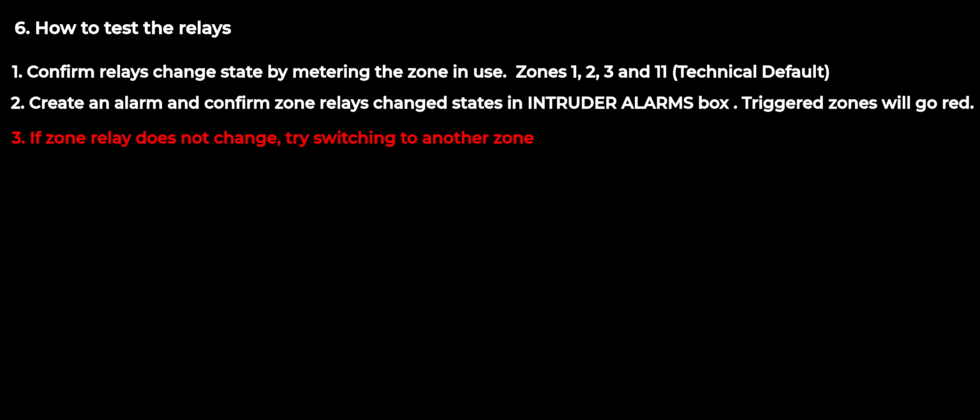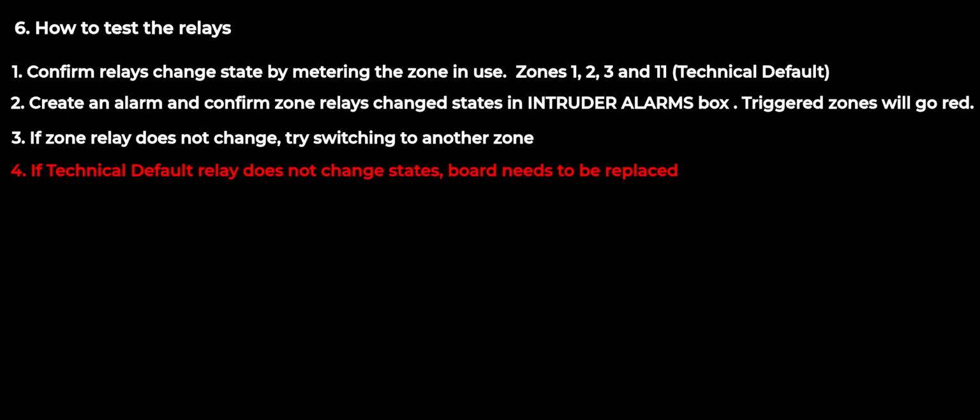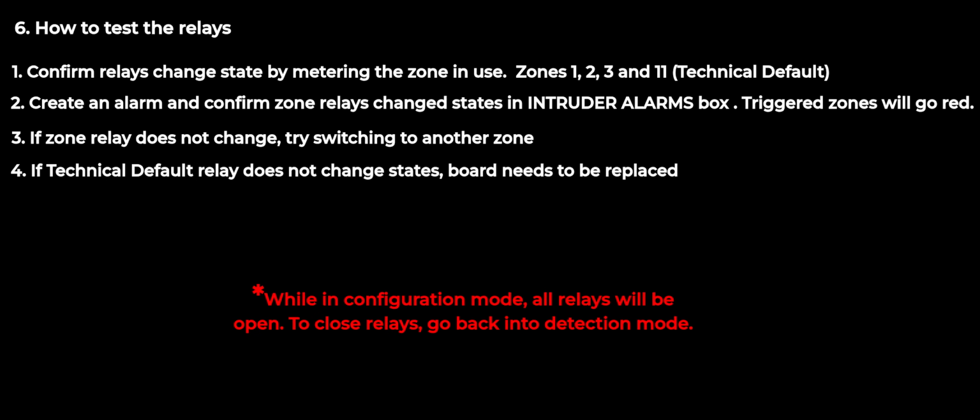If a zone relay does not change states, try switching to another zone. If the technical default relay does not change states, the board needs to be replaced. While in configuration mode, all relays will be open. To close relays, go back into detection mode.